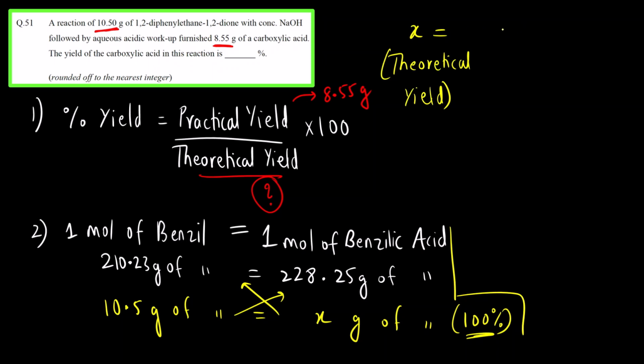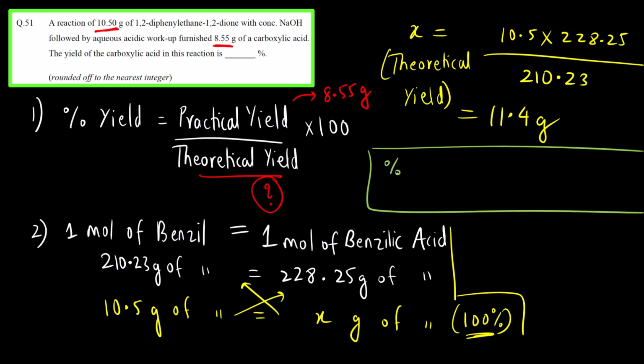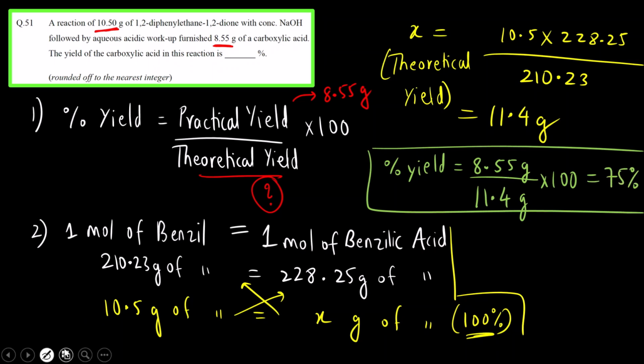Cross multiply, that will be 10.5 multiplied by 228.25 divided by 210.23. This comes out to be 11.4 gram. This is the theoretical yield. Now we can calculate the percentage yield. Percentage yield will be practical yield or experimental yield, that is 8.55 grams, divided by 11.4, that is the theoretical yield, multiplied by 100. This comes out to be 75%. So that is the final answer.